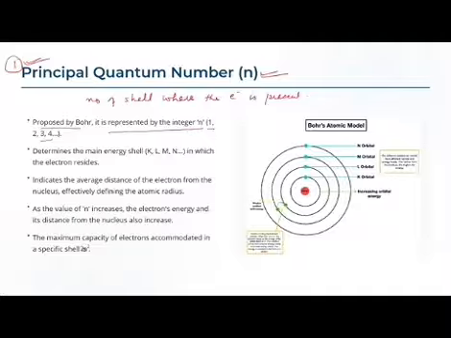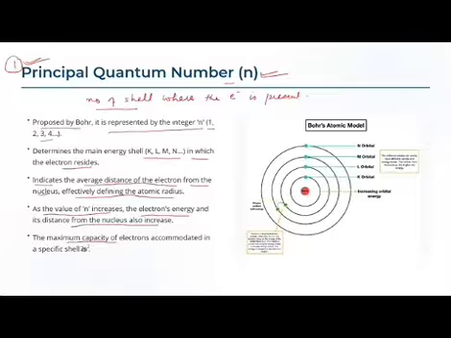Because it tells us about the number of the shell, these shells are designated as K, L, M, N, etc., in which the electron resides. Now this quantum number also indicates the average distance of the electron from the nucleus, effectively defining the atomic radius. So it also helps to find the atomic radius. As the value of n increases, the electron's energy and distance also increase.